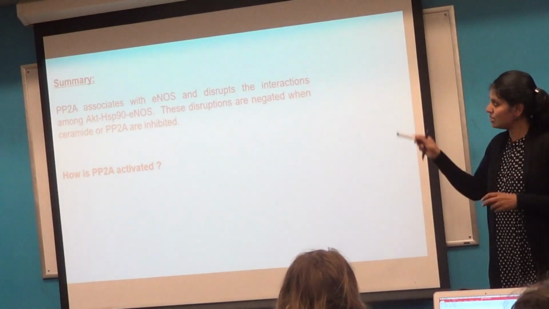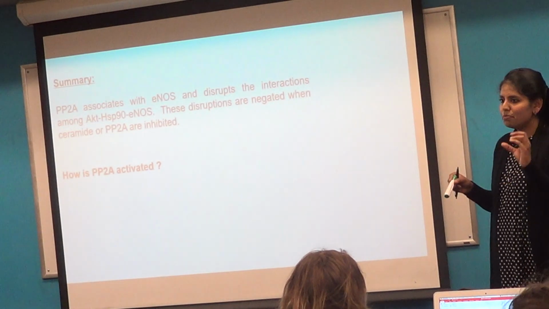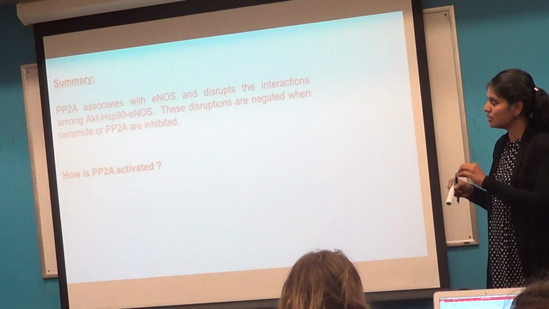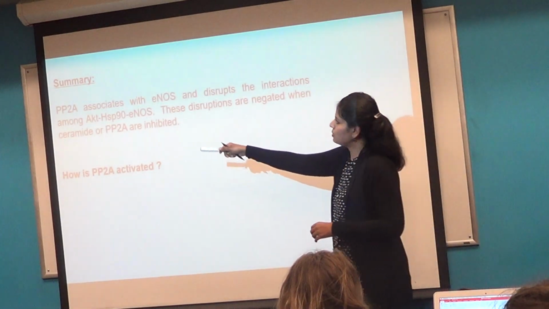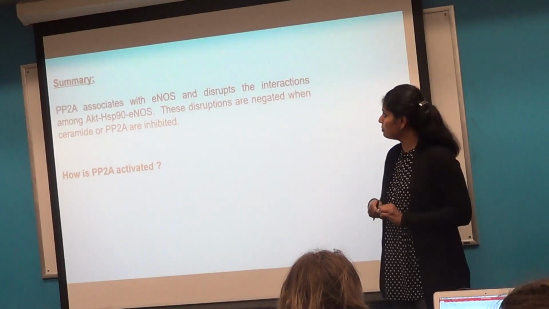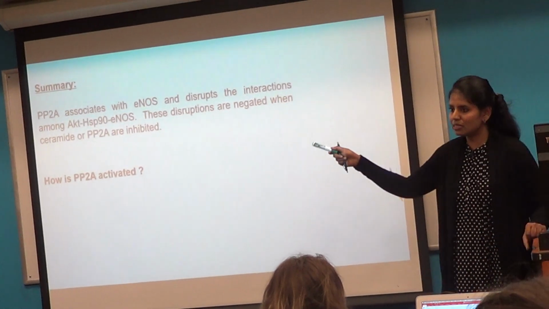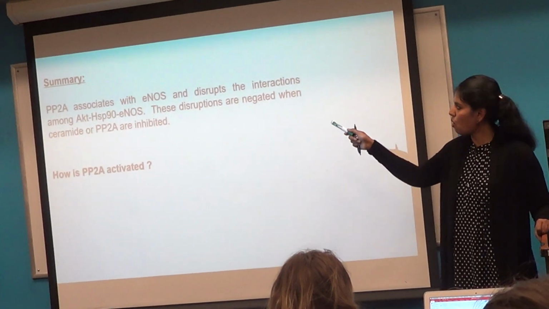PP2A, so this is a conclusion, basically a summary of what we saw so far. PP2A associates with eNOS and disrupts the interaction between AKT, HSP90 and eNOS. And this disruption is prevented if you either inhibit ceramide with myriocin or PP2A.